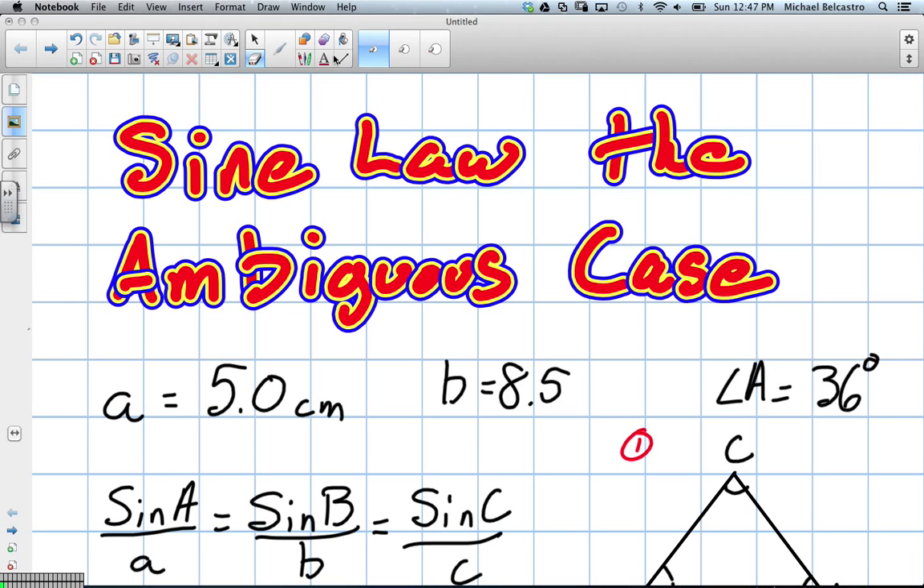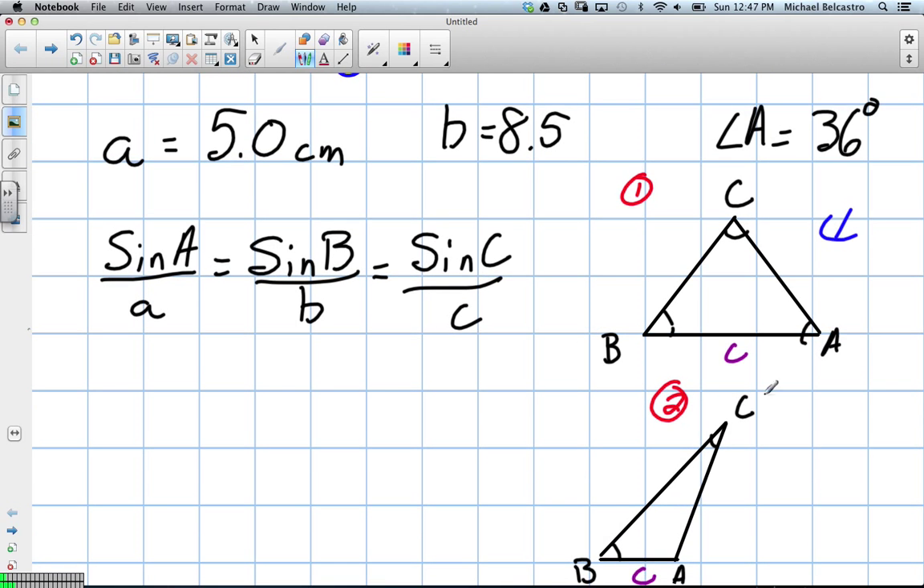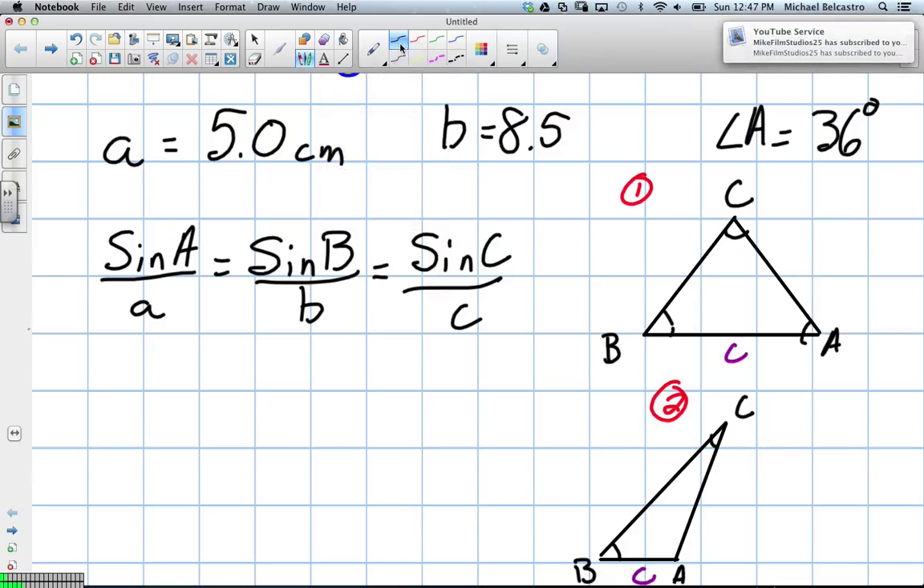Okay, so again we're going to go through the sine law ambiguous case, and these are kind of templates of what our ambiguous case can be. They aren't drawn to scale, it's just to get an idea of what you may be drawing when you're only given 3 pieces of information. So we have here side A.